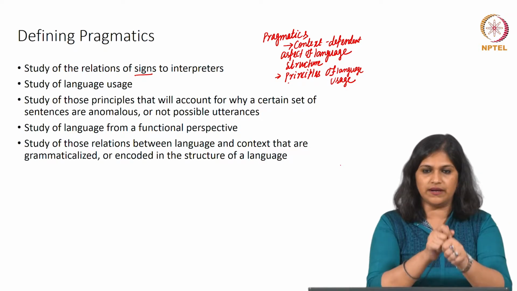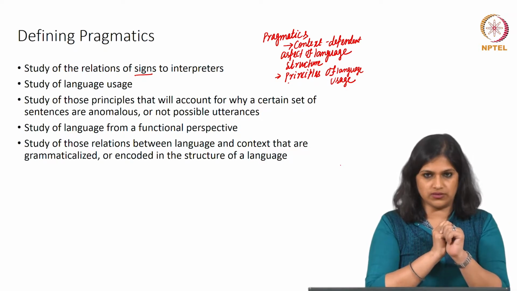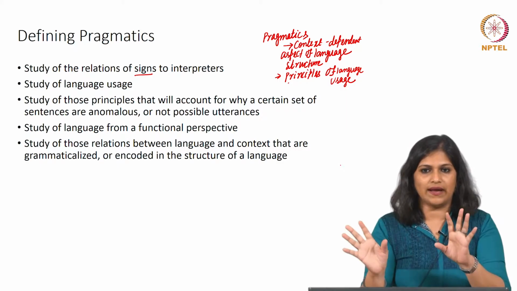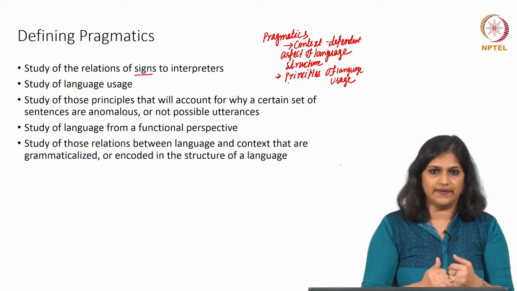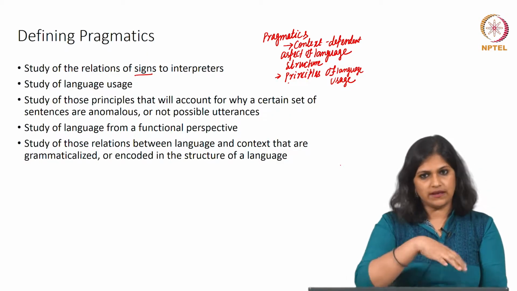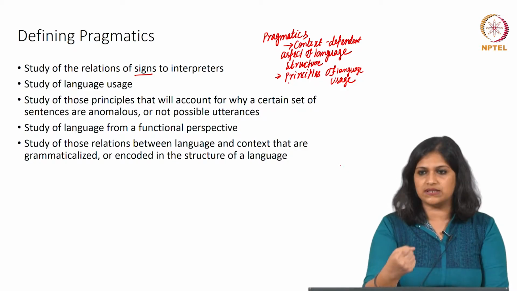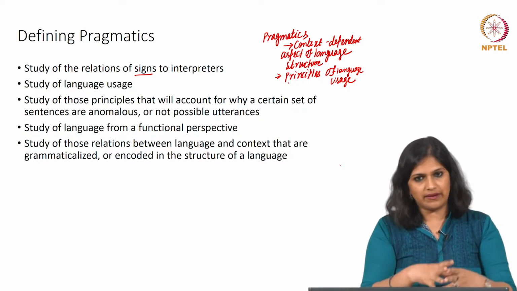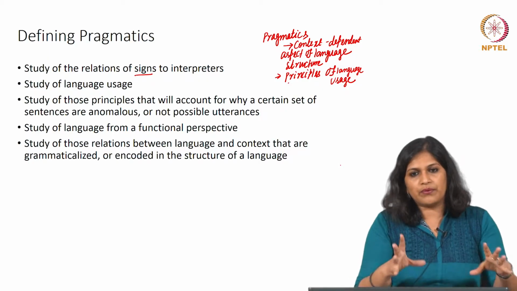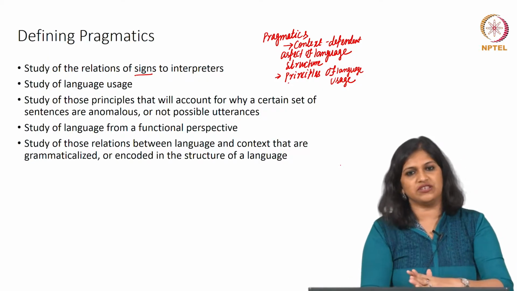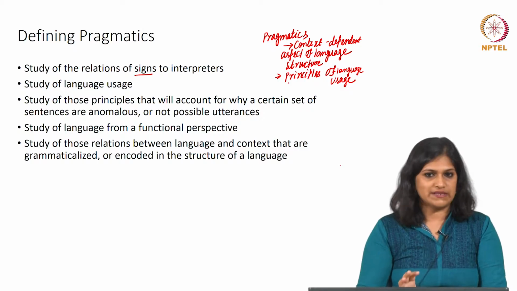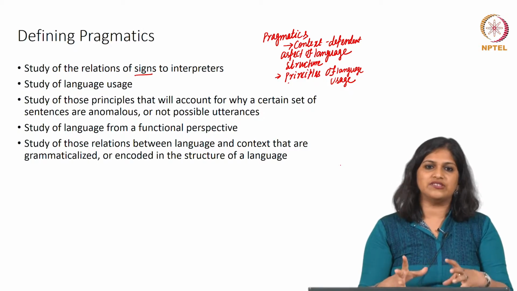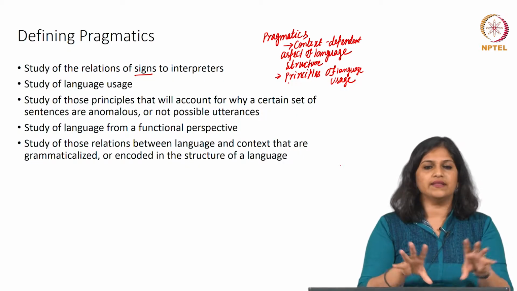So, the first word that should catch your attention is relation. You must find out the relation between x and y. So, what is x and what is y? We will check it now. The relation between language and context that are grammaticalized. Grammaticalized means some things have been eroded, some things have been added, or to put it in a broader way, a lot of things have changed, metamorphosed, like there has been a metamorphosis of a particular linguistic phrase. So, the changed language and context which are encoded in the structure of a language.